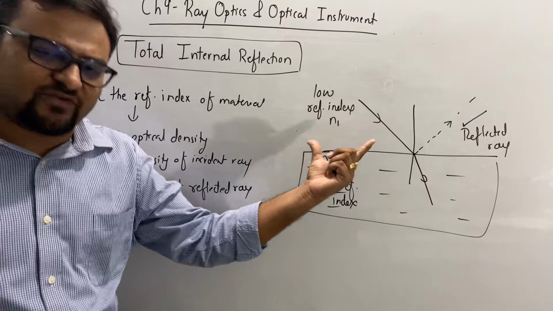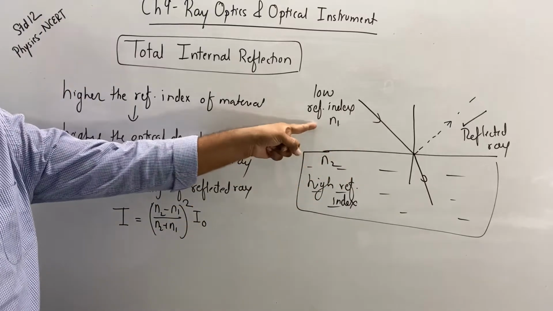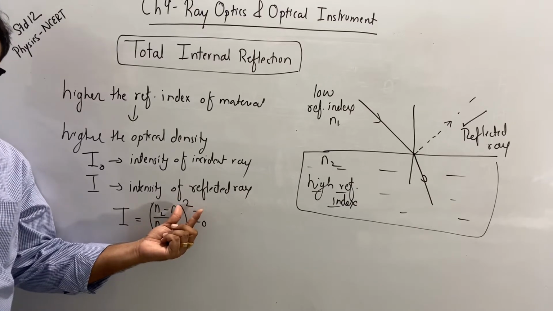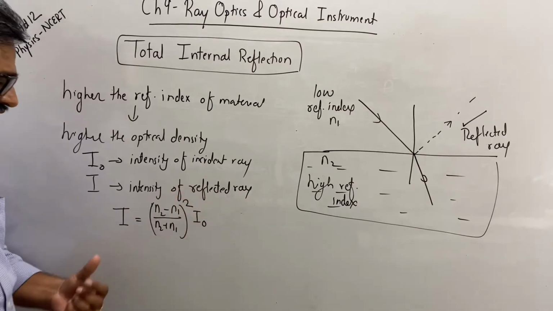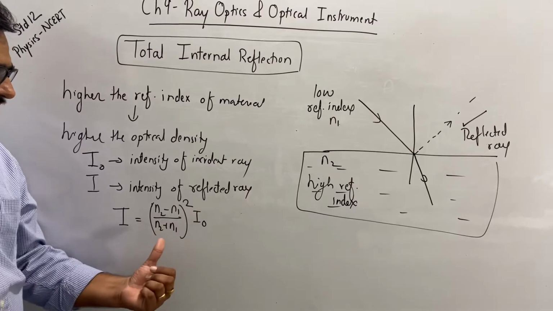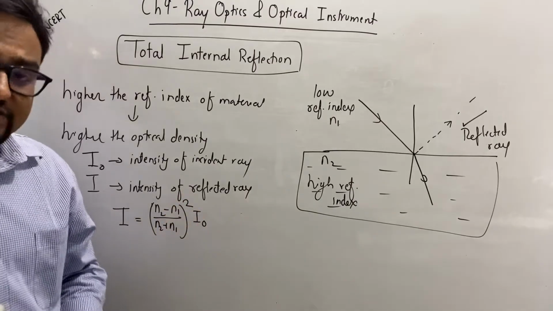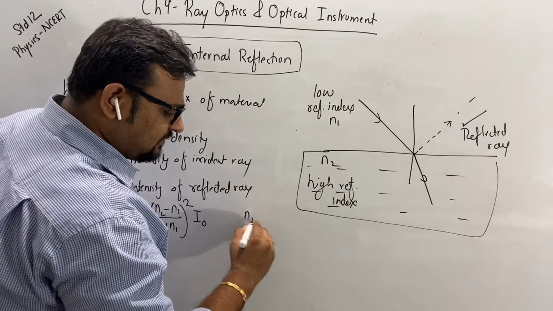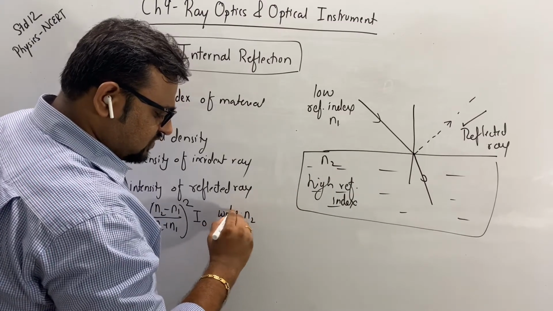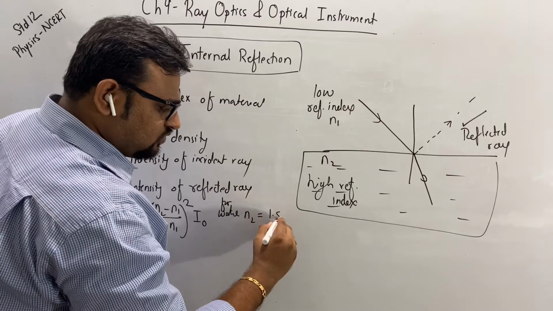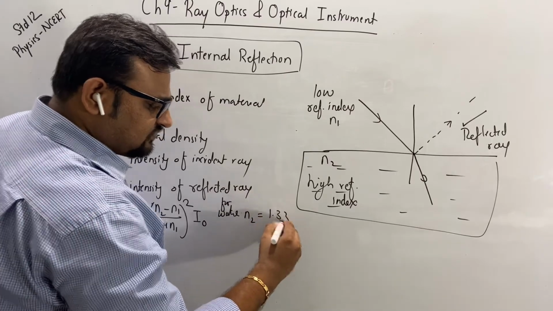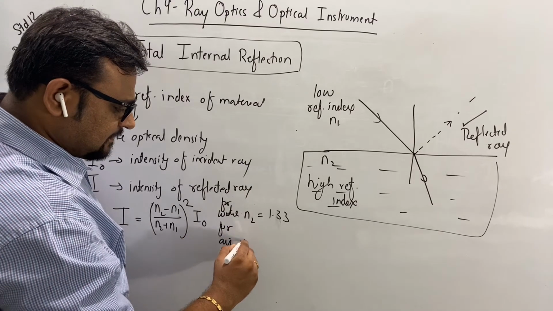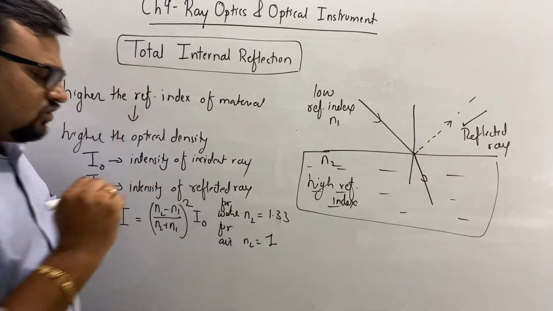You can take any value of N2 and N1. You can also interchange them, because here it's a square, so if it's negative, it will come positive. So I is equal to ((N2 minus N1) upon (N2 plus N1)) whole square into I0. Now what is the refractive index of water here? For water, N2 is equal to 1.33, and for air, N1 is equal to 1.